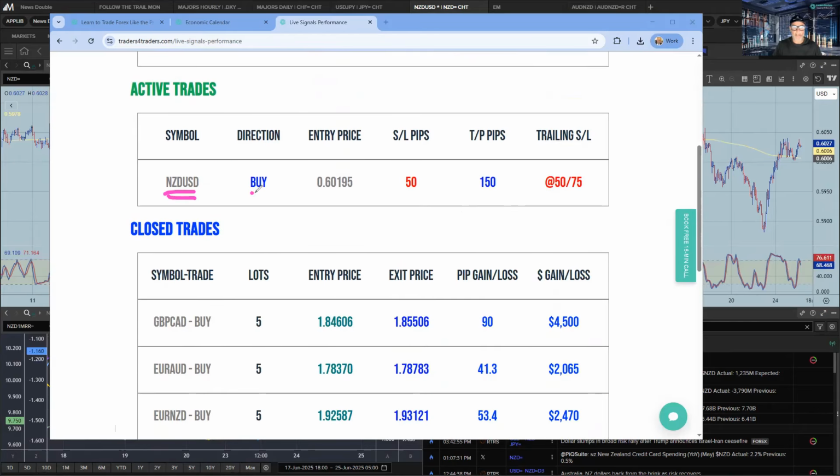Kiwi, active trades, long. We've got a stop loss of 50 points, take profit 150. When it's 50 points in the cash, the trailing stop will kick in at 75 points. I'm giving these trades loads of room to move, right? And that also means loads of room for you to manage the positions, right? Kiwi is on the hourly charts. Manage the position intraday. If you see it stalling and it's only up 10 points, take the cash, right?